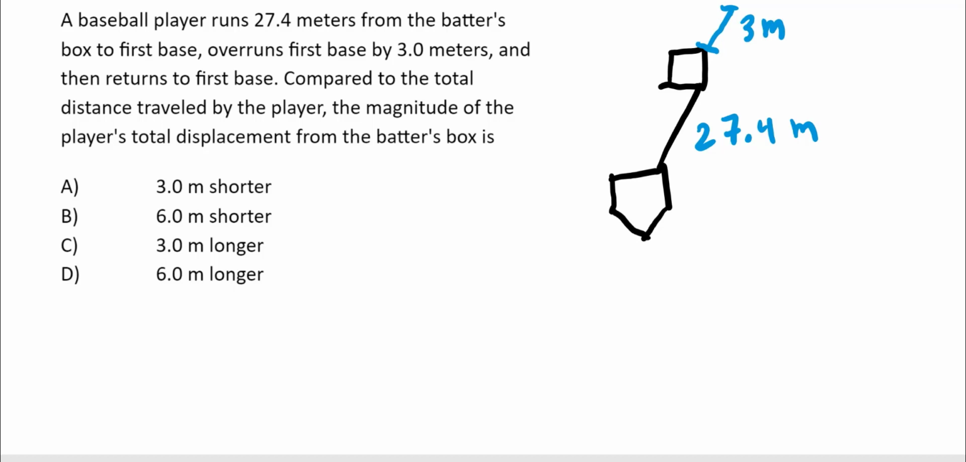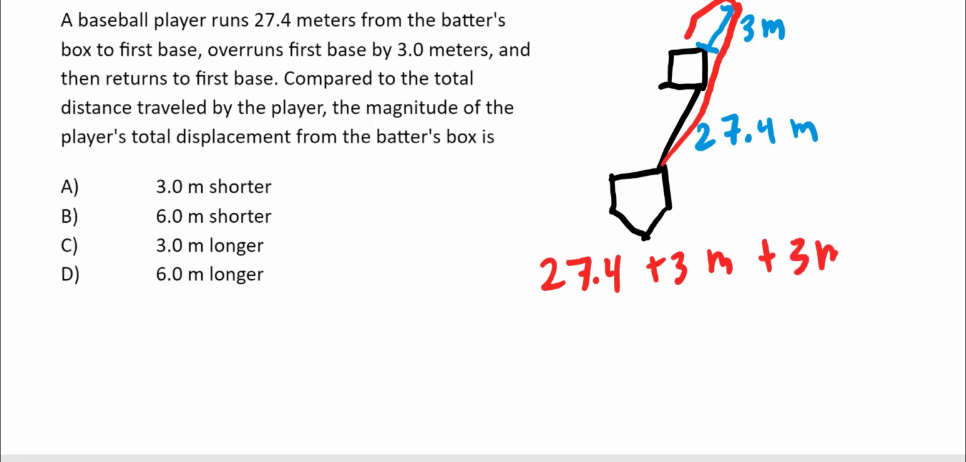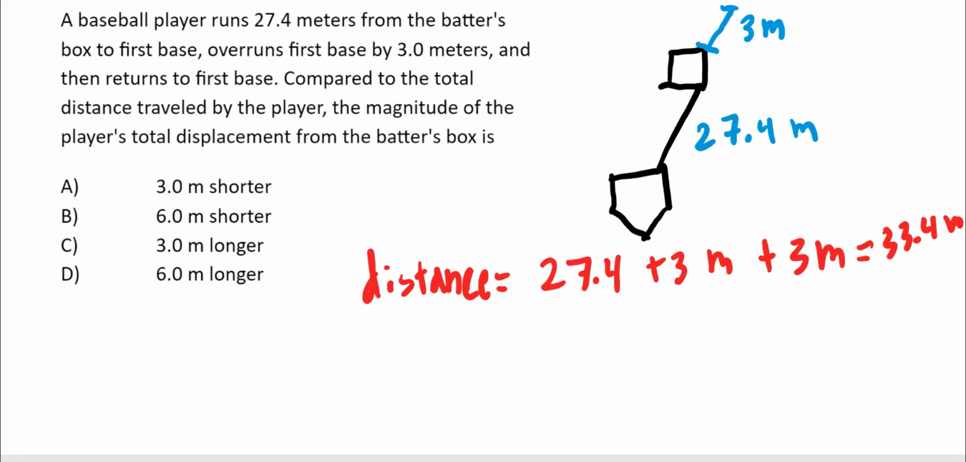So in the first scenario, we want the 27.4 meters. We pass first base, and then we come back. So that'd be an additional 3 meters. So that means our distance is equal to all of these added together, which is 33.4 meters. Let's compare this to the displacement.